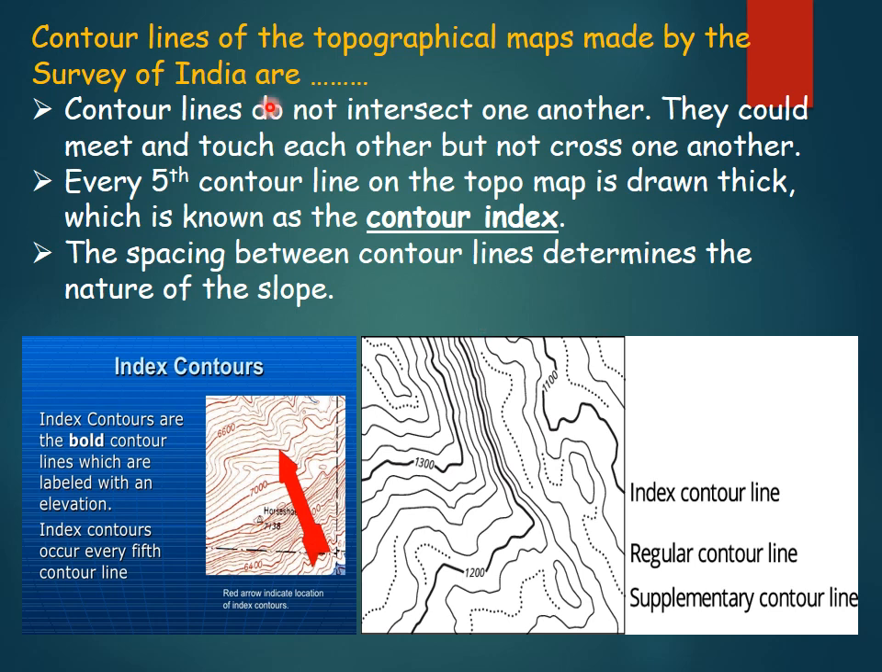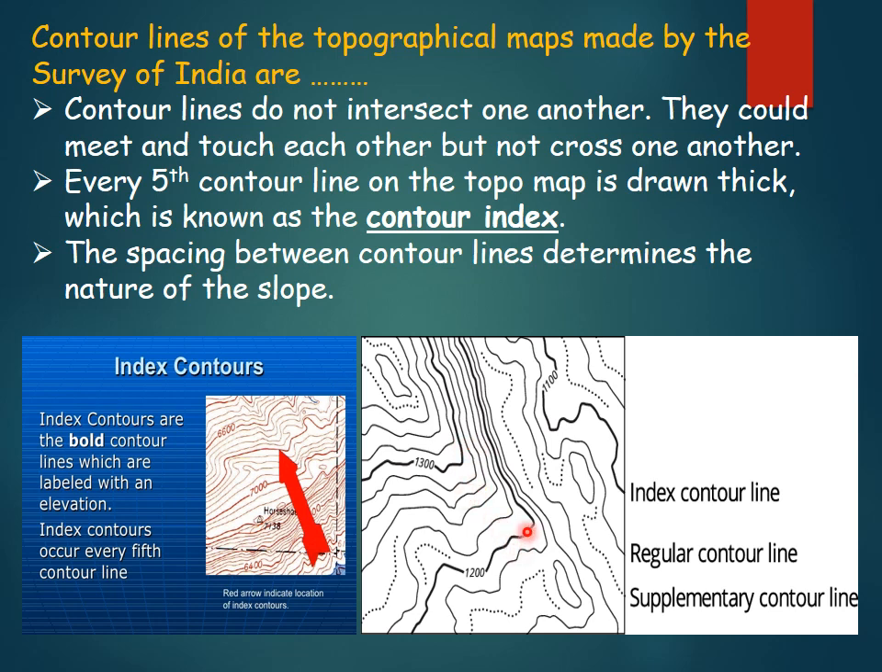Contour lines do not intersect one another. If you see in the slides, you will find that they are not intersecting anywhere. They are not crossing each other. They could meet. If you see that they are meeting each other, that is a single particular contour line. They are meeting each other, but they don't cross each other.